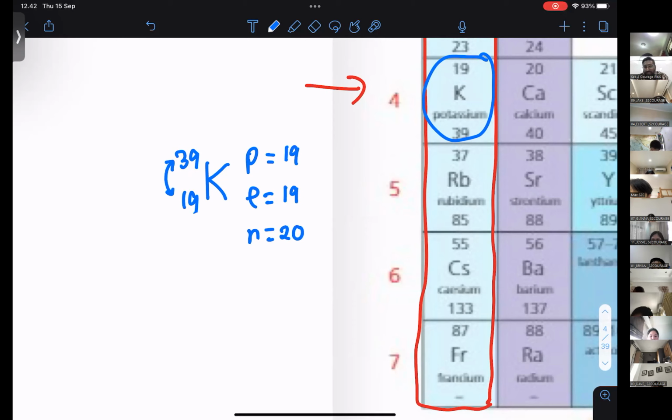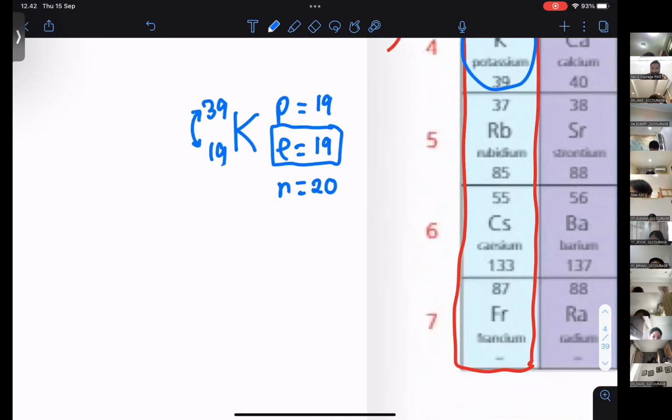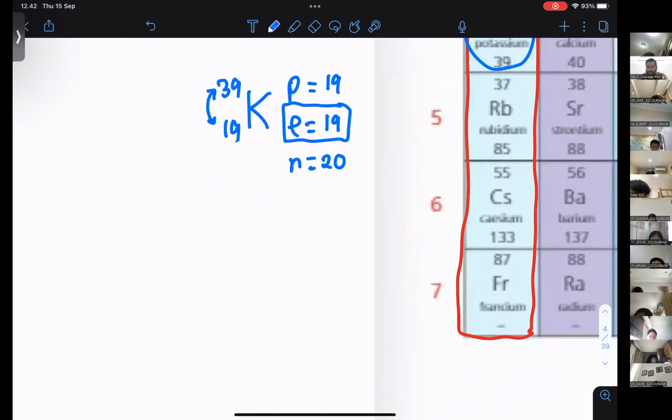Now, from here, I want to write down the electronic configuration. It means we are going to look at this 19 over here. So maybe now, Naomi, can you help me write down the electronic configuration? We will do it together. So, Naomi? 2. 2, okay, comma? 8. Now the total is 10. You need how many more? You need 9 more. So? 8. 1. And 1. Very good.